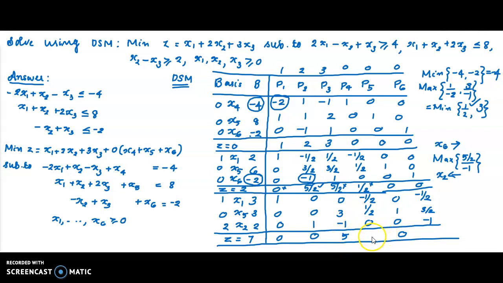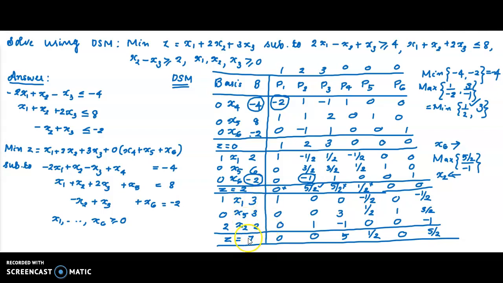For P4, 0 minus minus 1 by 2, that is 1 by 2. Next one is 0. Other one is also 0. Hence 1 by 2. For the last column, 0 minus minus 1 by 2, 1 by 2, plus next one 0, next one 2. 1 by 2 plus 2, that is 5 by 2. Now all the BI values are positive.